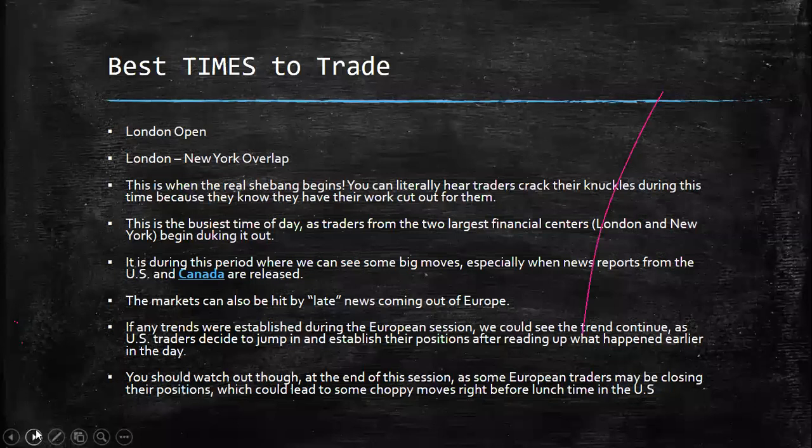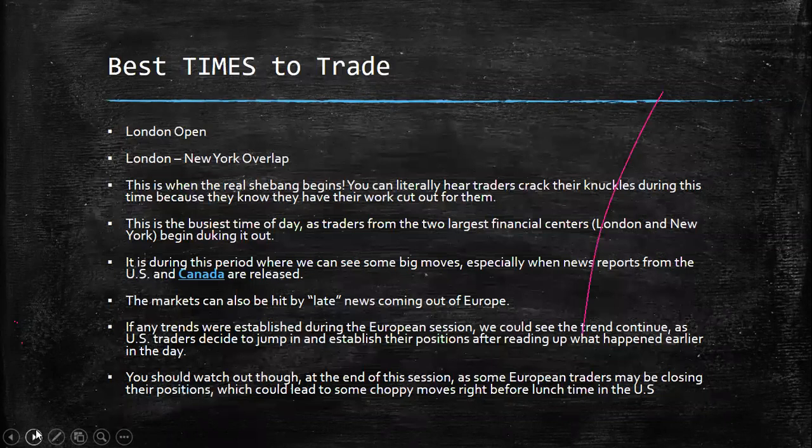London to New York overlap, that's from the New York open at 7, 8 a.m. Eastern Standard Time, all the way to about noon. This is when the real shebang begins. The London, New York overlap is a heavily traded time period, basically, okay? It's the busiest time of the day. It's traded from the two largest financial centers, London and New York, who begin duking it out, basically. It is during this period where we can see some big moves, especially when news reports are released.